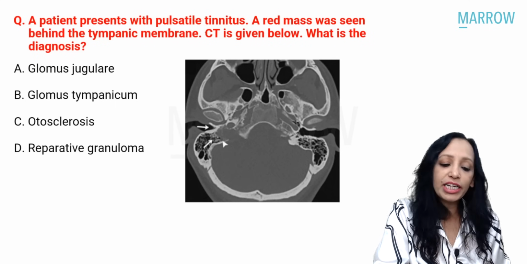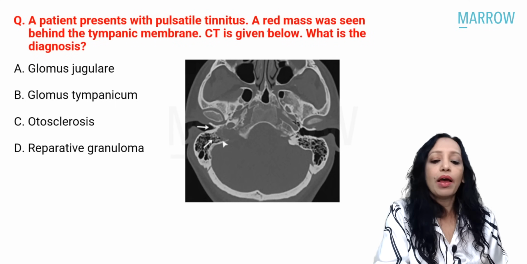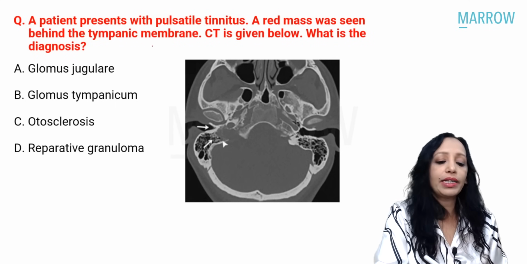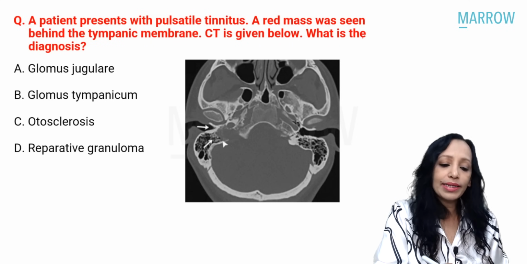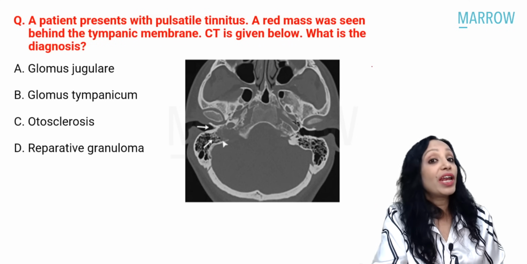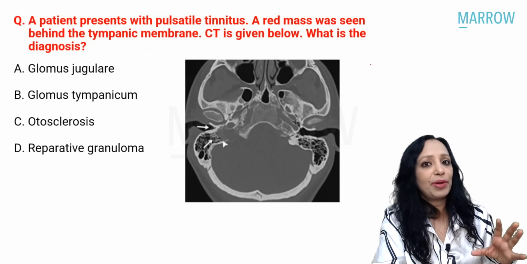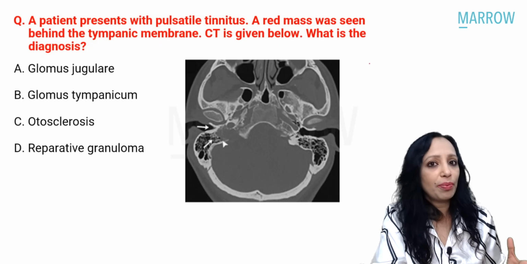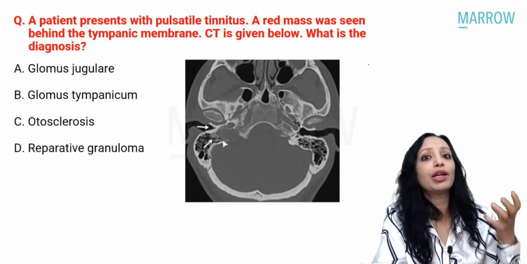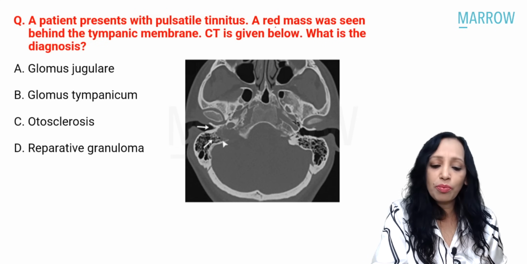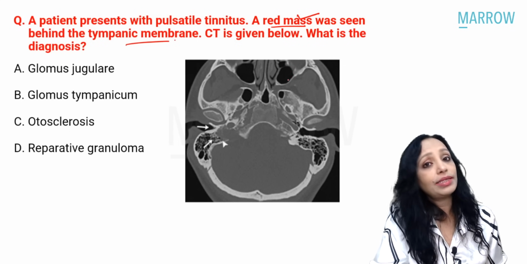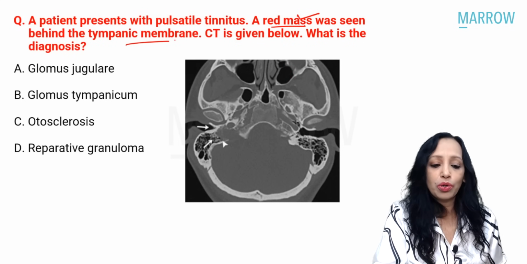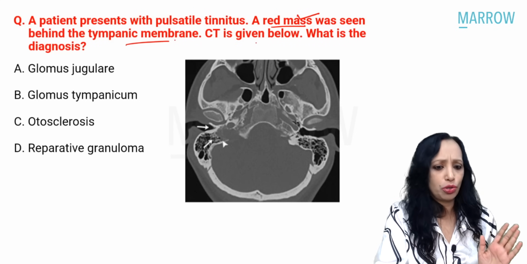A patient presents with pulsatile tinnitus. A red mass was seen behind the tympanic membrane. CT is given below. What is the diagnosis? Whenever we have a patient with pulsatile tinnitus, what comes to our mind? Yes, it is the vascular tumor glomus. And in glomus, will there be a red mass behind the tympanic membrane? Yes, it can be seen. So we know that the answer is glomus.